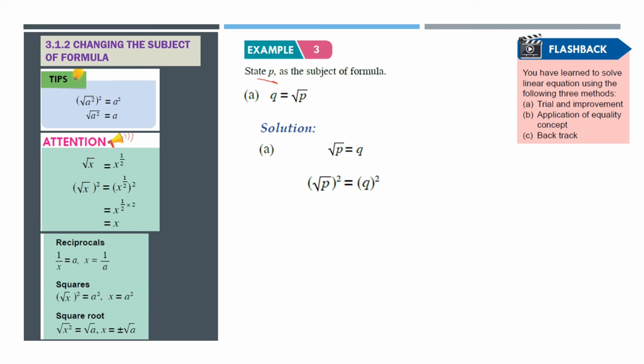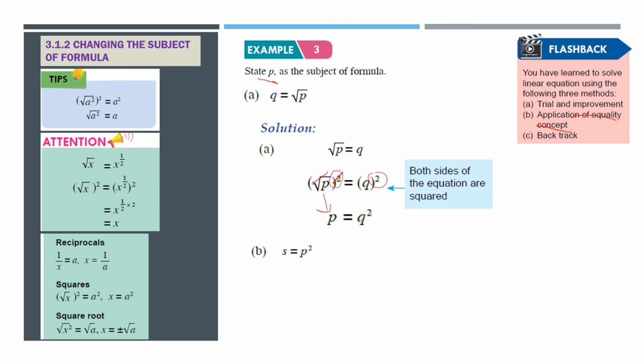Square root of P squared equal Q squared. This is application of equality concept again, where we square both sides of the equation. Okay, we square both sides of the equation here. So, P equal Q squared. Okay, when you square the square root of P here, automatically it eliminates the square root and the square. So, it only becomes P. P equal Q squared.